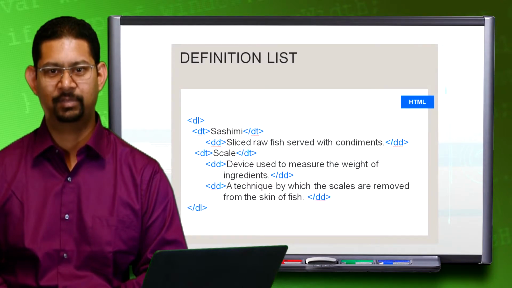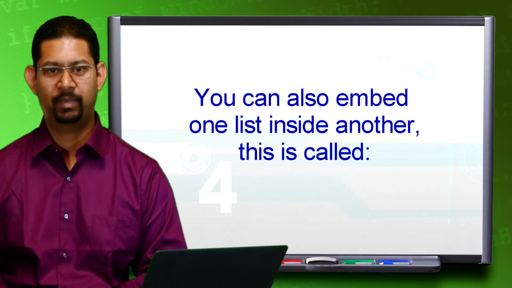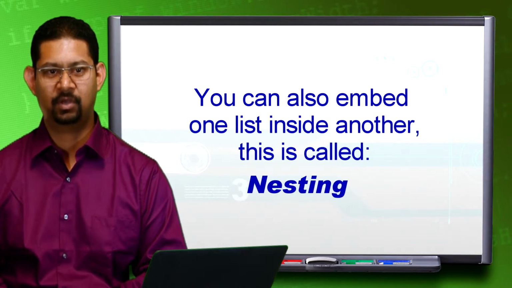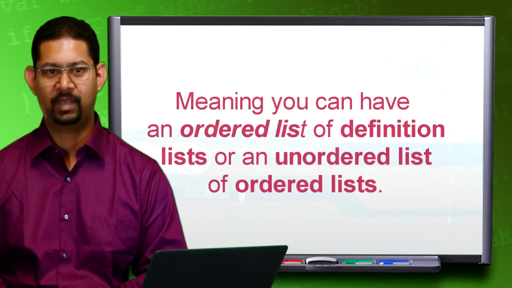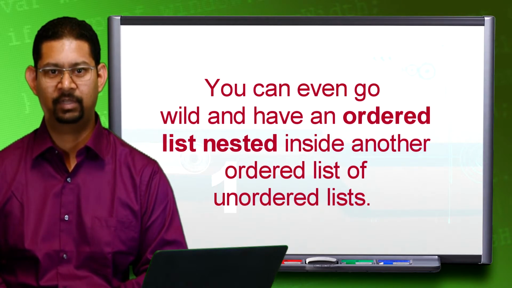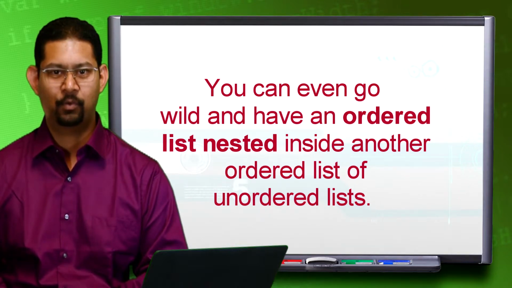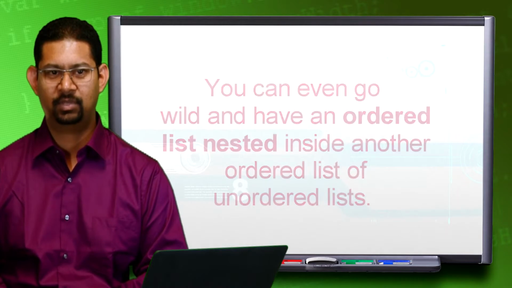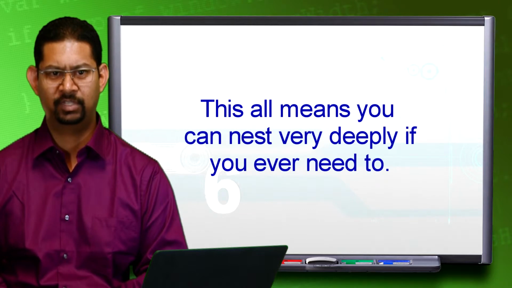This allows some flexibility. If a data term has more than one definition, you can add another DD tag. You can also embed one list inside another. This is called nesting, meaning you can have an ordered list of definition lists or an unordered list of ordered lists. You can even go wild and have an ordered list nested inside another ordered list of unordered lists. This all means you can nest very deeply if you ever need to.